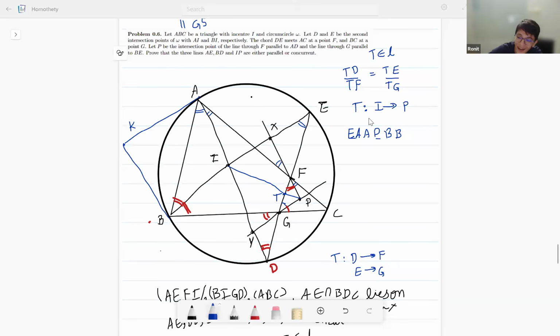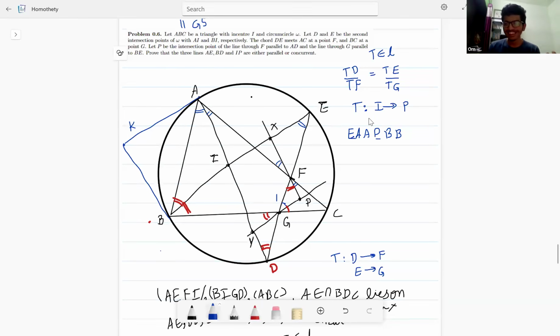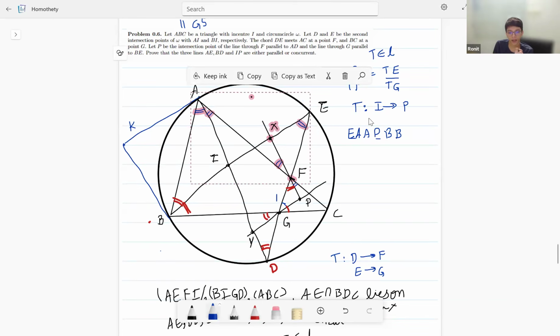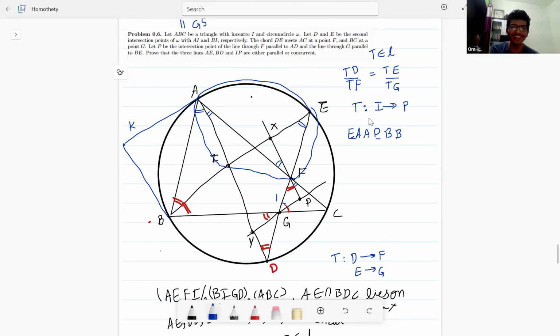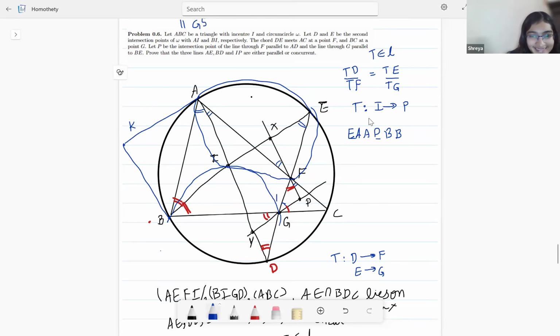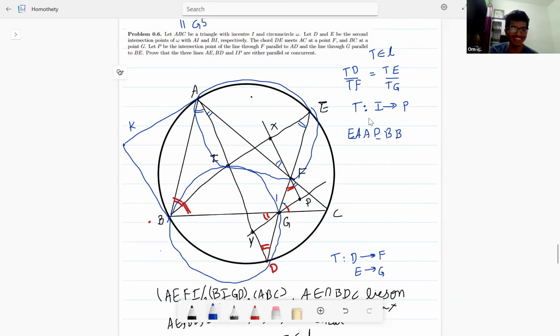Wait, which two circles are we talking about? Shreya, can you draw? AEIF and BIG. Can you draw good circles, Shreya? How good circles do you think I would be? Okay, the second one is nice. Erase the first one. It just went on AE.